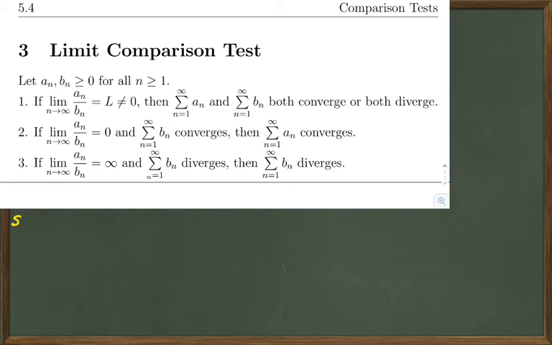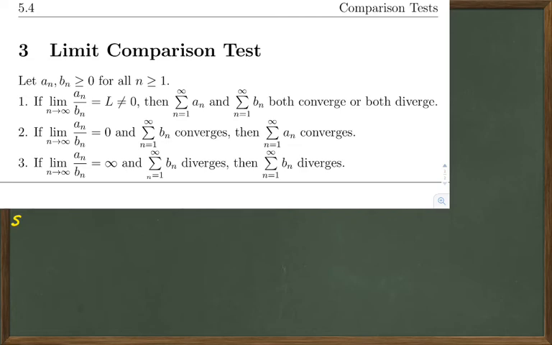And so we'll look at three different things. If the limit as n goes to infinity of a sub n over b sub n is equal to L, and that's not equal to 0, then both the sum n equals 1 to infinity of a sub n and b sub n will both converge or both diverge. So what you're going to do is compare to either a geometric or p series that you know converges or diverges. If the limit as n goes to infinity of a sub n over b sub n is equal to 0, and we know that the sum n equals 1 to infinity of b sub n converges, then so will the sum of the a sub n converge.